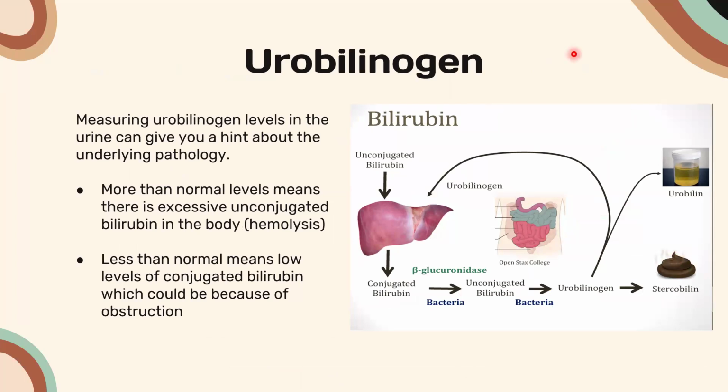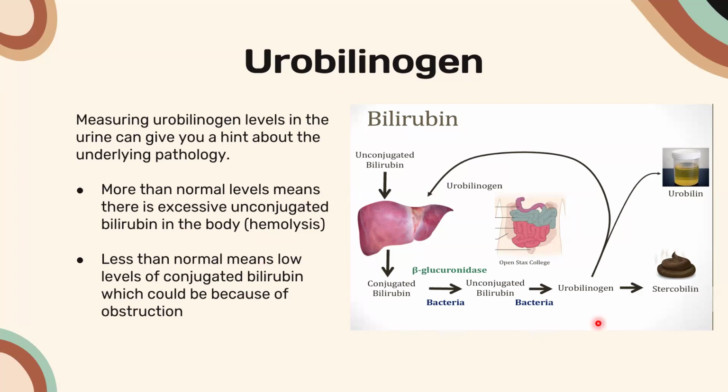Urobilinogen is an important molecule, and you can measure the levels of urobilinogen in the urine, and this can give you a hint about the underlying pathology. So let's say you take the patient's urine and you measure the urobilinogen levels and they end up being more than normal. This means that there is excessive unconjugated bilirubin in the body, and this could potentially be because of, let's say, hemolysis. Or if it's less than normal, this means that there are low levels of conjugated bilirubin, which could be because of obstruction.